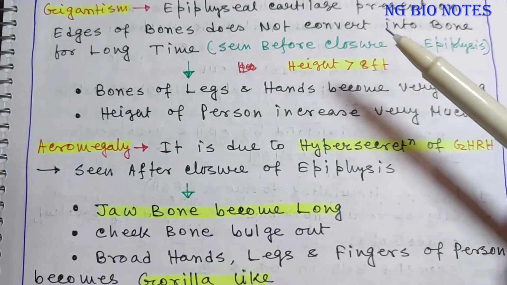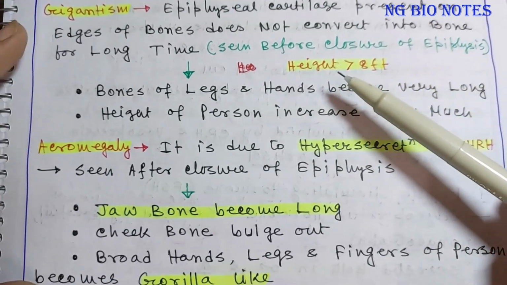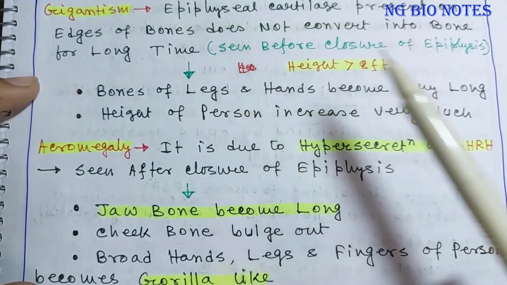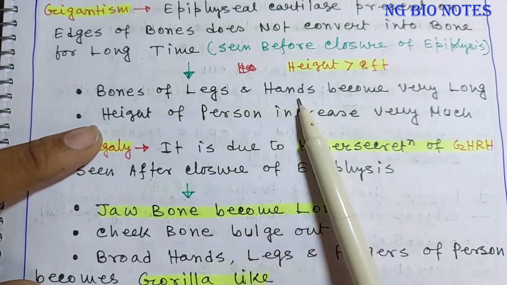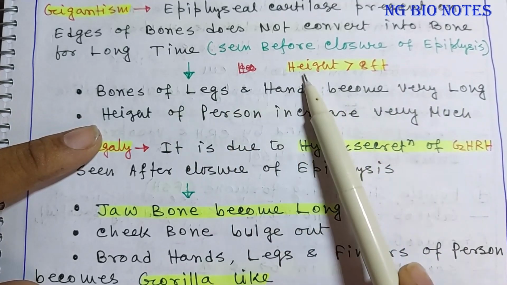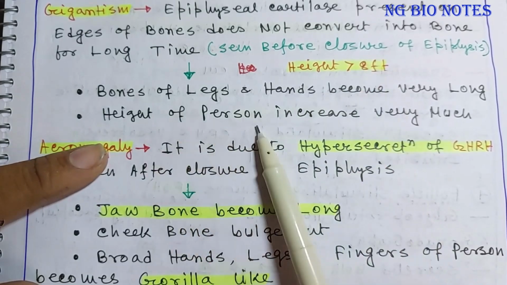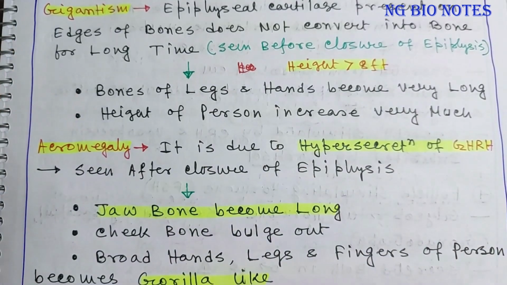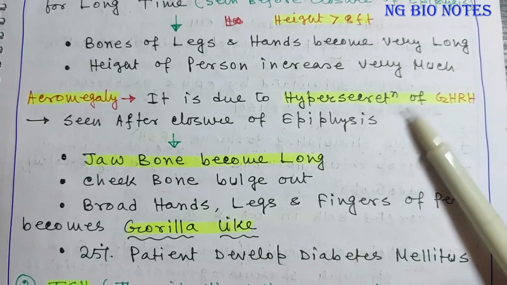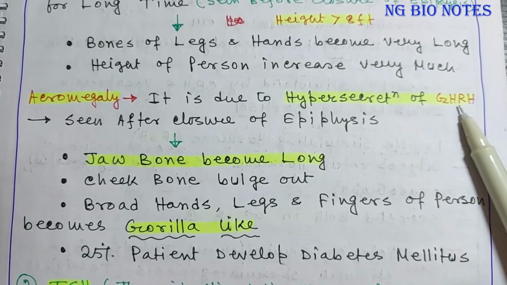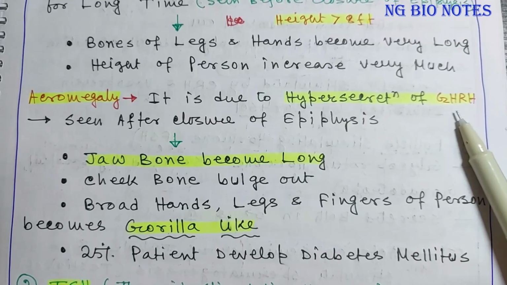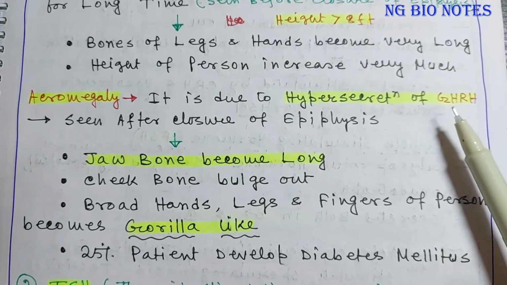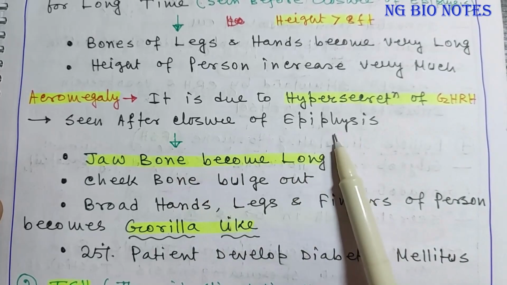Growth hormone hypersecretion causes gigantism and acromegaly. In gigantism, the epiphyseal cartilage present at the edges of the bone does not convert into bone for a long time, so the bones of the legs and hands become very long and the height becomes greater than 8 feet. This type of disease is known as gigantism. Acromegaly is due to hypersecretion of growth hormone releasing hormone, secreted from the hypothalamus, which acts on pituitary cells, and they secrete a huge amount of growth hormone. This is seen after closure of the epiphysis.